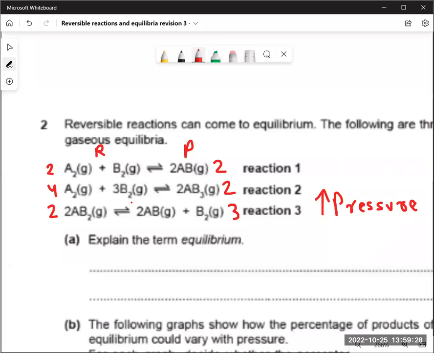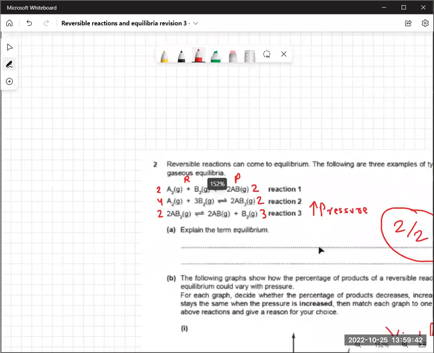Now tell me, if I increase the pressure, which side will be favored in reaction 3? If you increase, then the side with the lower number, so the reactant. Reactant. Good job.